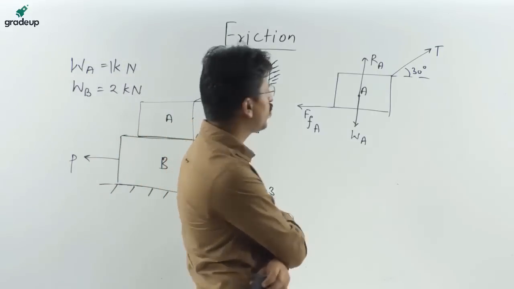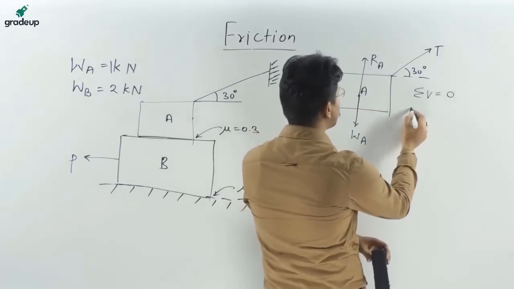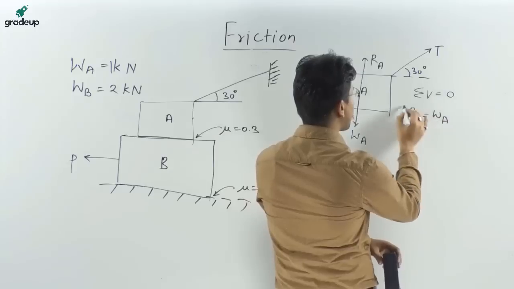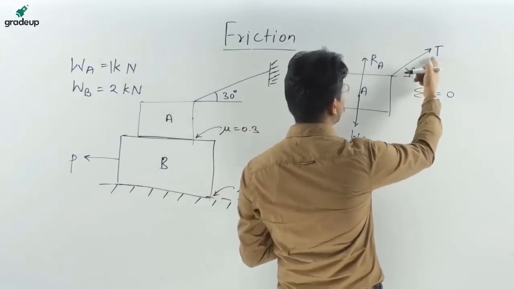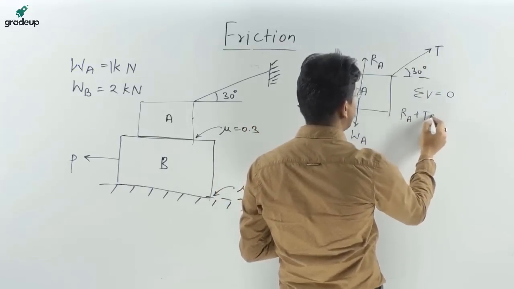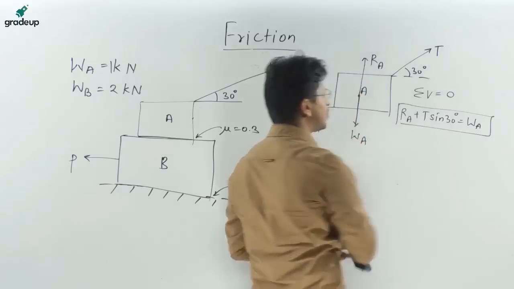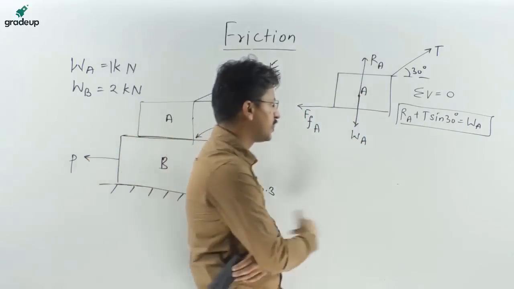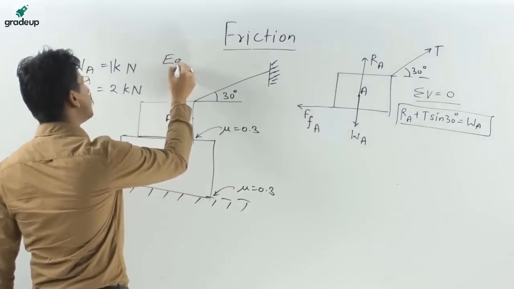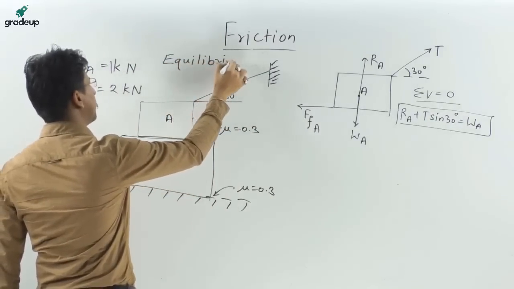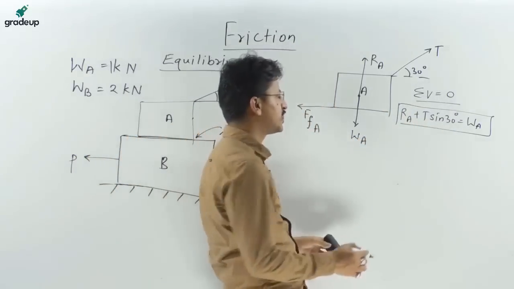For that, if you want to write the equilibrium equations, summation of forces in the vertical direction equal to 0, that means RA is equal to WA. No, that's not right. Why? Because this force is also there. So RA plus T sine 30 is equal to WA. This is right. First equation: summation of forces in the vertical direction made equal to 0. Why? Because it is given that the bodies are in equilibrium.